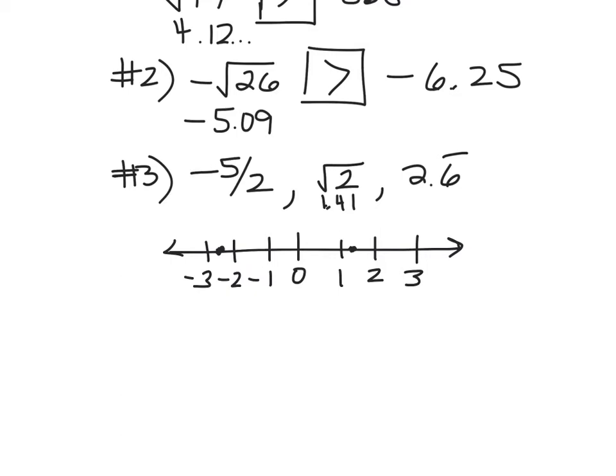And then 2.6 repeating, that would be right after 2.5, so somewhere closer to 3 than 2. Okay? And that's how you would just graph on a number line. Pretty basic. All right, so that's the first part. And now let's get to the second part.